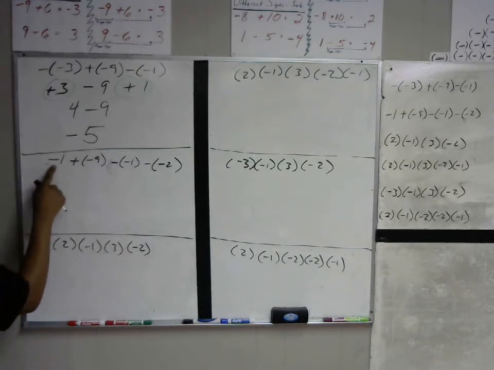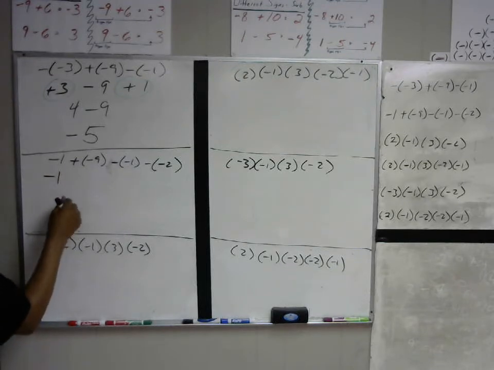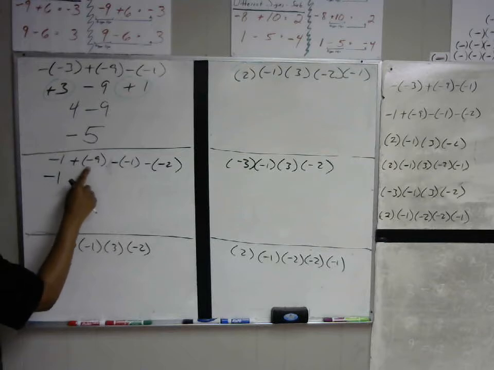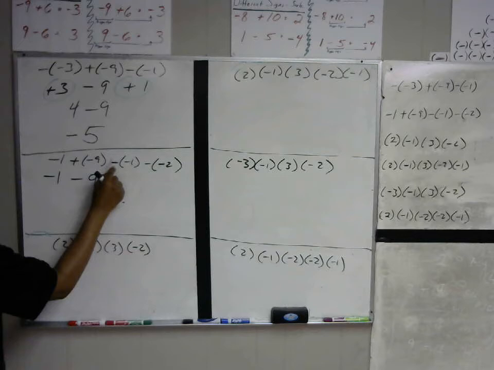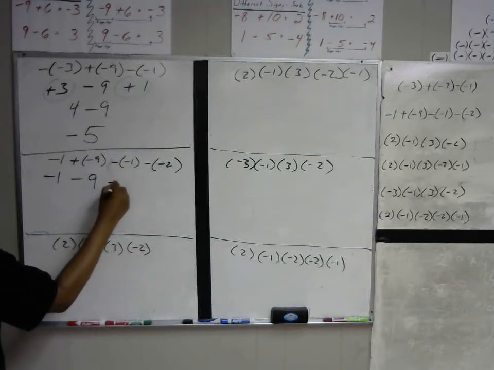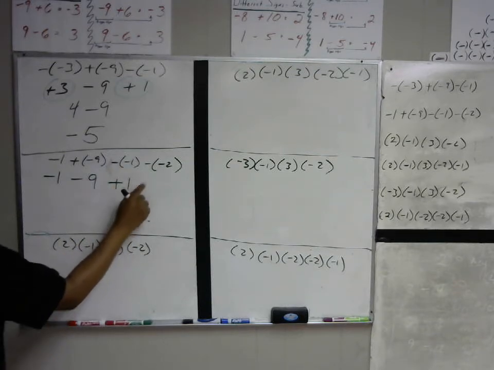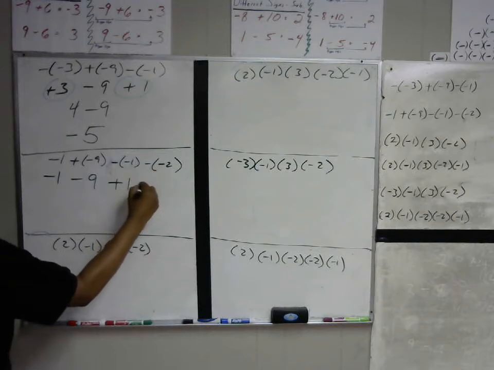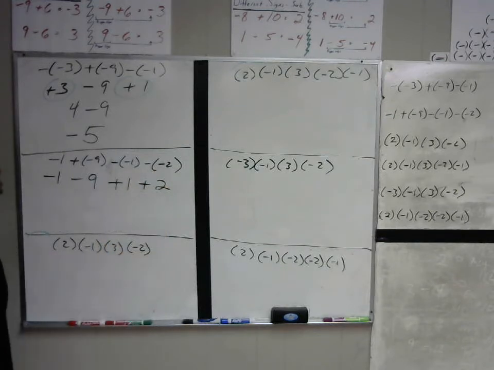Okay, here we have one sign, so it's -1, doesn't change. But here we have positive negative, that changes to a -9. Here we have negative negative, that changes to a +1. Here we have negative negative, that turns to a +2.